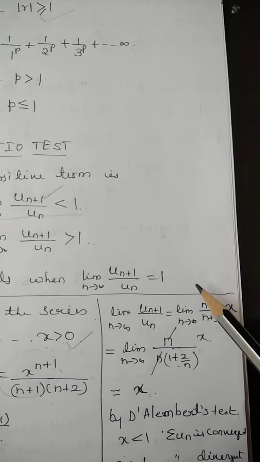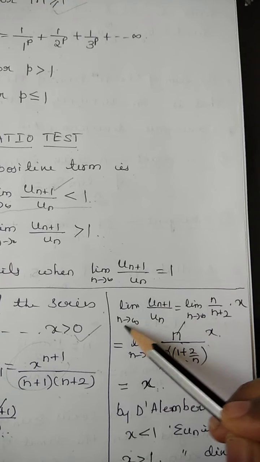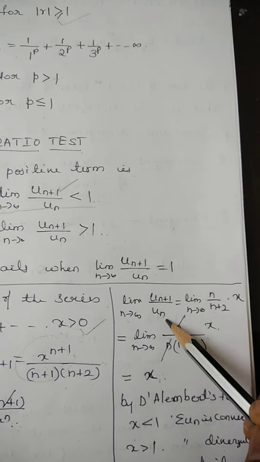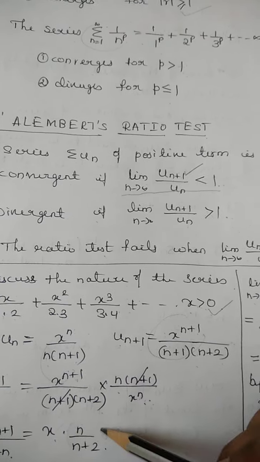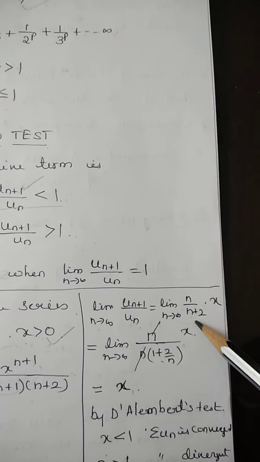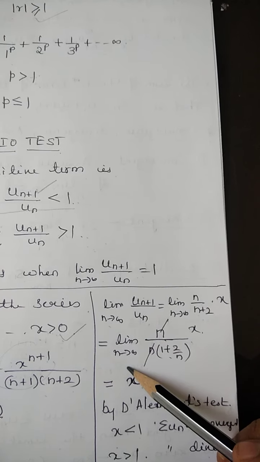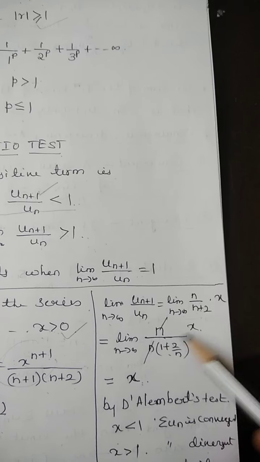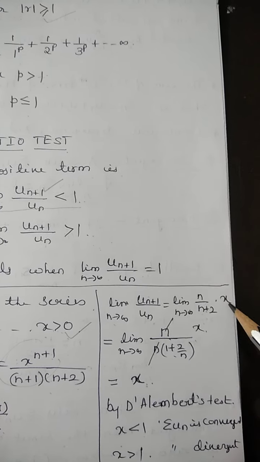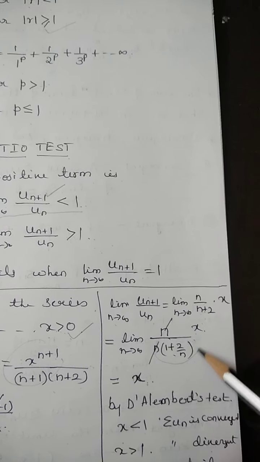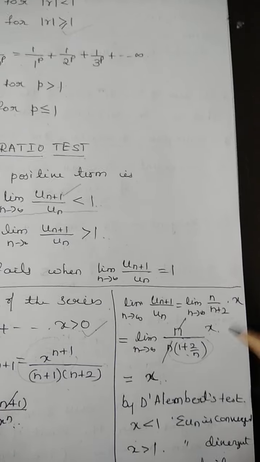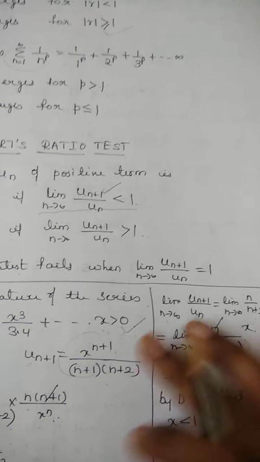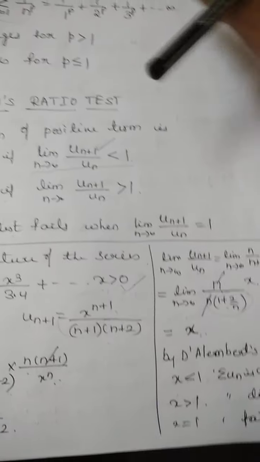Now apply the limit: limit of un plus 1 upon un as n tends to infinity is equal to limit as n tends to infinity of x into n upon n plus 2, which we just got. Now let us evaluate this as n tends to infinity. To cancel n, take n common in the denominator: 1 plus 2 upon n, with x as it is. Now when you apply the limit, it will be 1, so 1 into x.